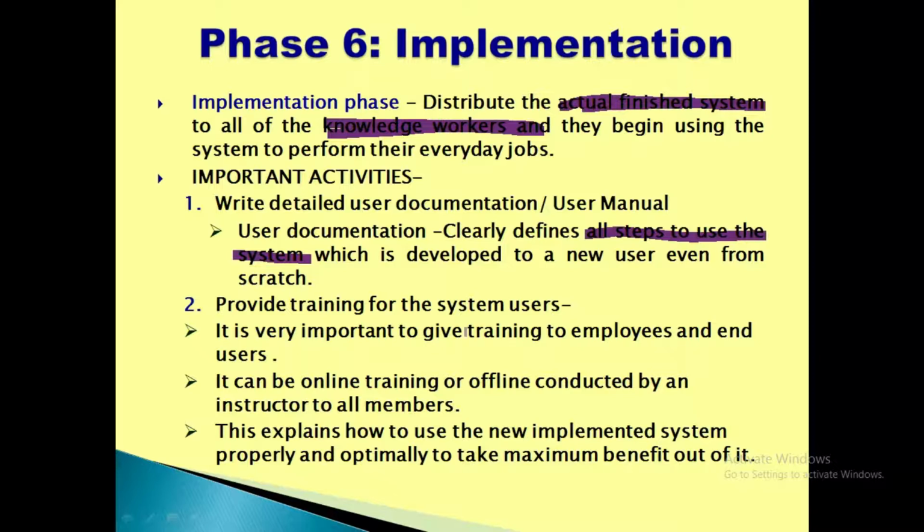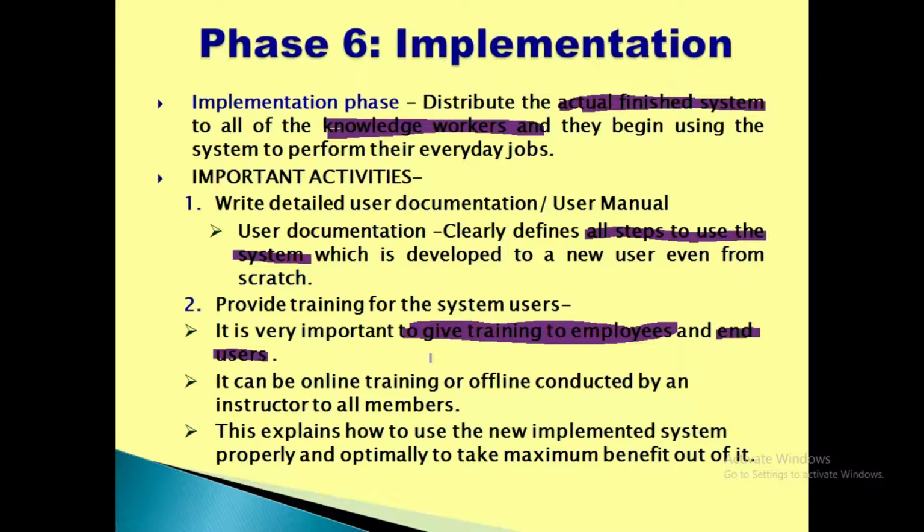Now the second activity is to provide training to the system users. It is very important to give training to the employees as well as the end users, so they can be comfortable with the use of the information system. It can be done in online mode or offline mode, through an instructor to all the members. Through this, it explains how to use the newly implemented system properly and optimally to take the maximum benefit out of the system. So we have seen 2 activities.